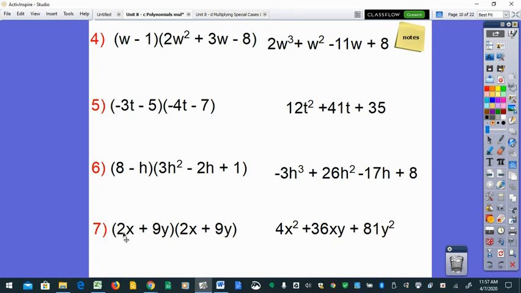Next one, 2x times 2x is 4x squared. The outer is going to give us 18xy, and the inner is going to give us 18xy. Again, whether it's xy or yx, you can commute to have them both look the same because of the commutative property of multiplication. And then 9y times 9y would give you 81y squared.